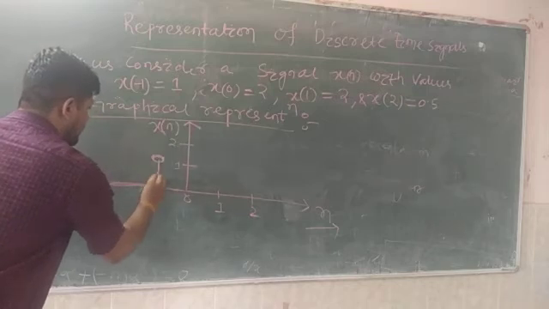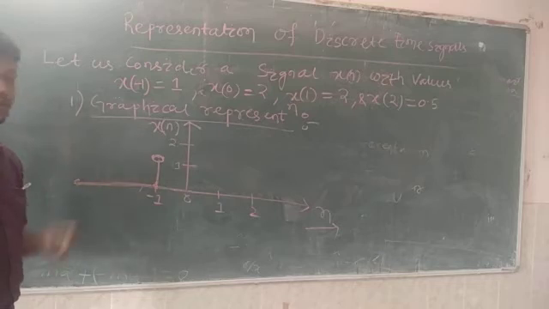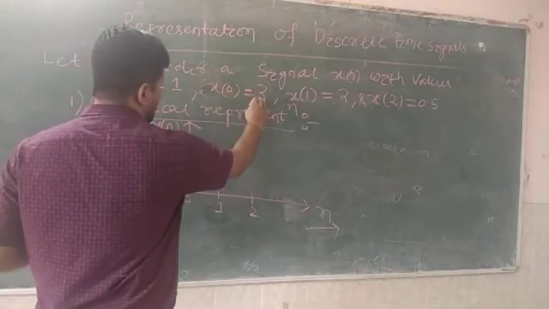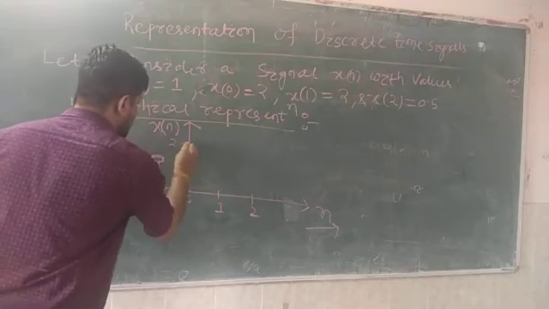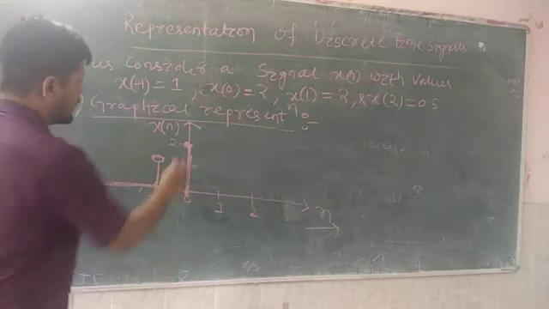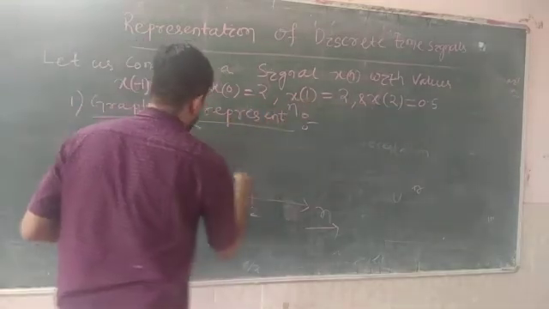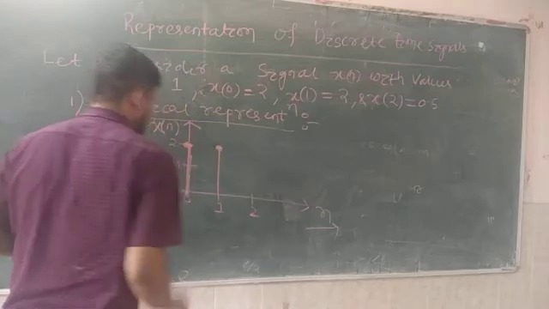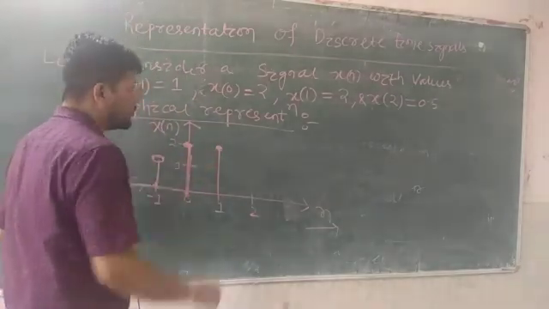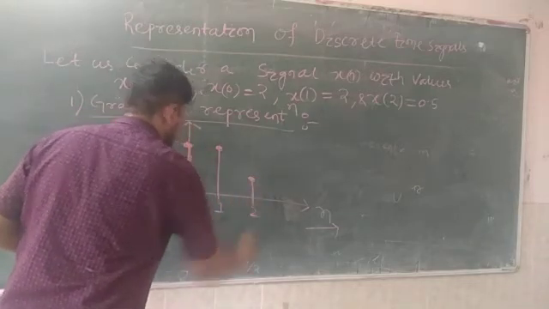This is the representation of x[-1] = 1. Then what is the value of x[0]? At time n equal to 0, the amplitude is 2. So I circle it like this and draw like this. This is the sample at n equal to 0. Then at n equal to 1, what is the amplitude? That is 2 again. Then x[2] is equal to 0.5. Suppose this is your 0.5, so this height will be 0.5.